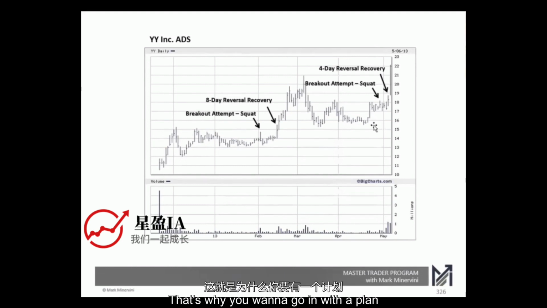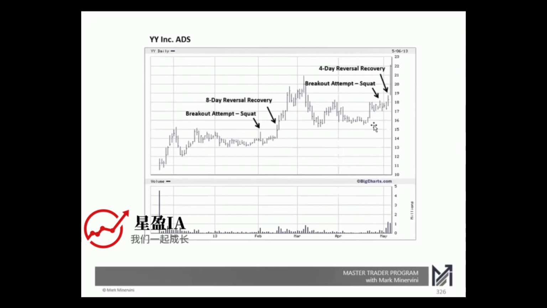That's why you want to go in with a plan and execute that plan, then go back and look at it later and see, was that a good plan or not? But if you don't have a plan, if you don't stick to a plan, you have no reference point, and you're not giving the stock a chance. You've got to give these stocks a chance.